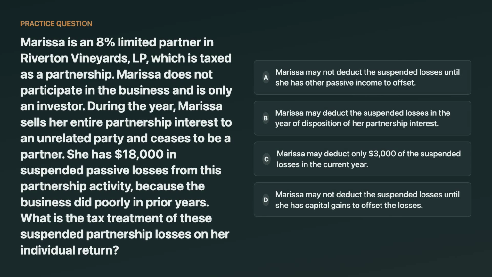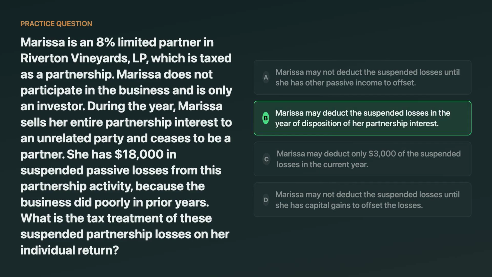Marissa is an 8% limited partner in Riverton Vineyards, a partnership. She doesn't participate at all. She's only an investor. During the year, she sells her entire partnership interest to an unrelated party and stops being a partner. She has $18,000 of suspended passive losses from this activity. What happens to those suspended losses on her individual return? Think about it.